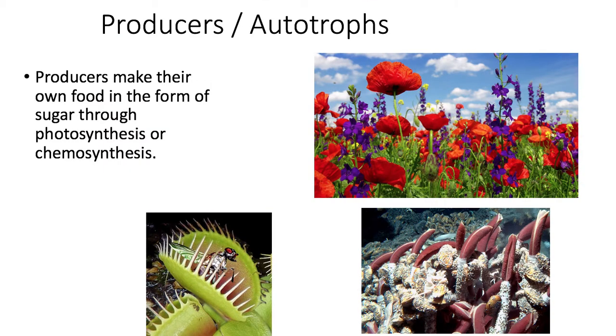As you already know, producers, autotrophs, make their own food in the form of sugar, and they do this through photosynthesis or chemosynthesis. We don't want to forget about chemosynthesis, which occurs in these weirdos that live in deep sea vents in places where there's no sunlight, where scientists used to think life was not possible. And these organisms don't use sunlight to power their reactions. They actually use chemicals that are toxic to us. The other ones, on the other hand, are using photosynthesis.